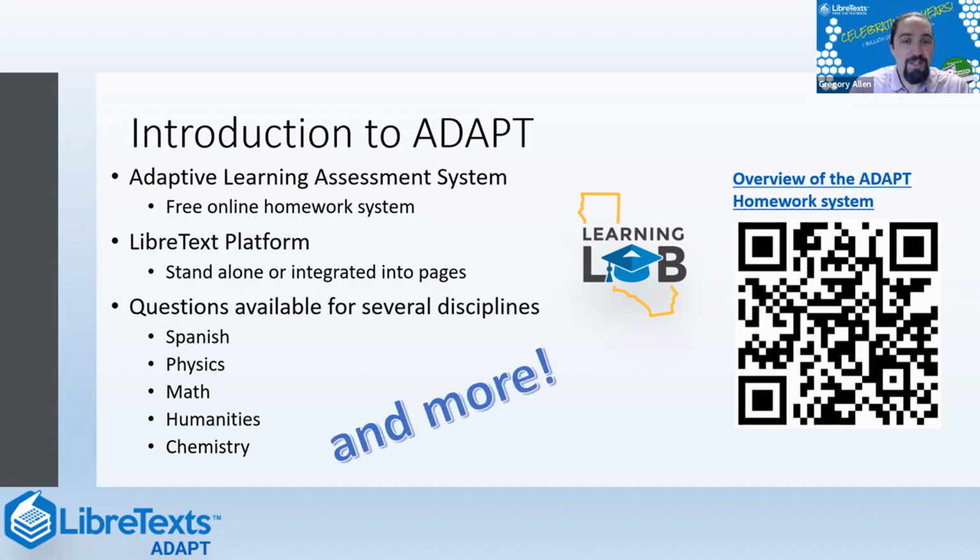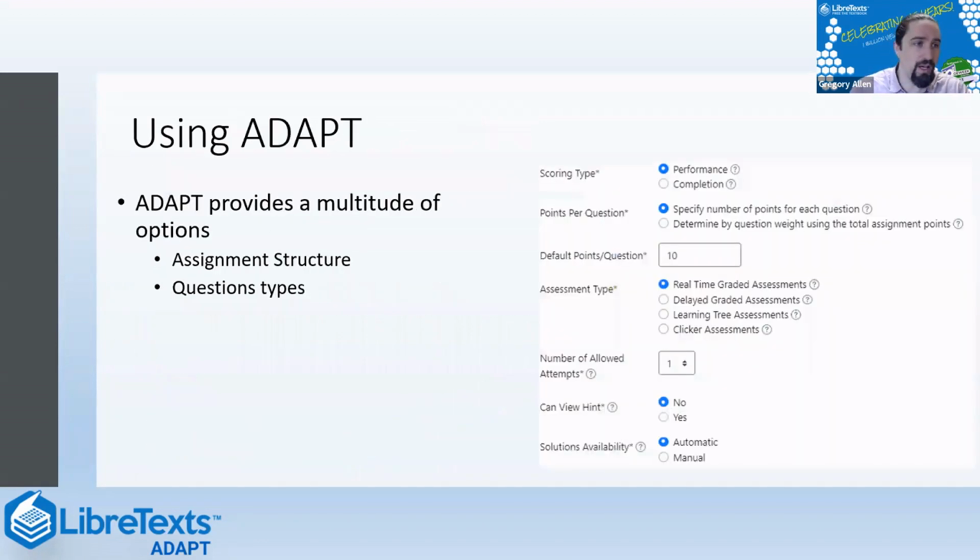So really there's a lot of different disciplines, a lot of different courses within those disciplines that have questions available in the ADAPT homework. So this isn't just a system that's built for the sciences. This is a system that's built for science, humanities, etc. And so let's look a little bit more at what you can do with ADAPT.